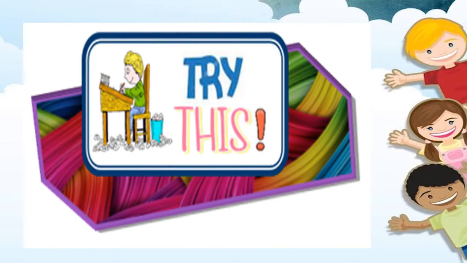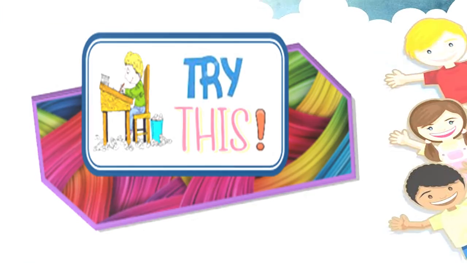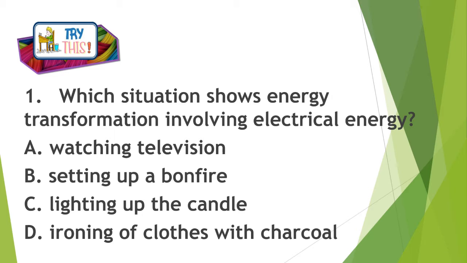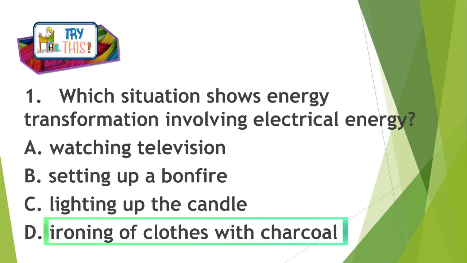Before we proceed, I want you to try answering these questions about energy transformation. Directions. Identify what is asked or described in each item. Write the letter of the correct answer in your notebook. Number 1. Which situation shows energy transformation involving electrical energy? A. Watching television. B. Setting up a bonfire. C. Lighting up the candle. D. Ironing of clothes with charcoal.